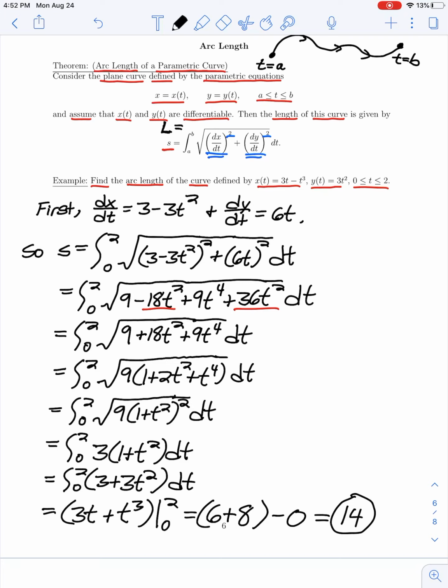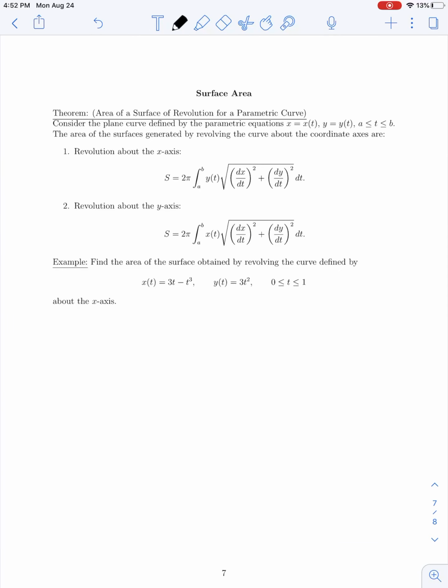So let's look at one last concept in this section, the concept of calculating the surface area of some surface obtained by revolving a parametric curve about a line. So in this last part of our section, we will define a method for calculating the area of the surface of revolution for a parametric curve.